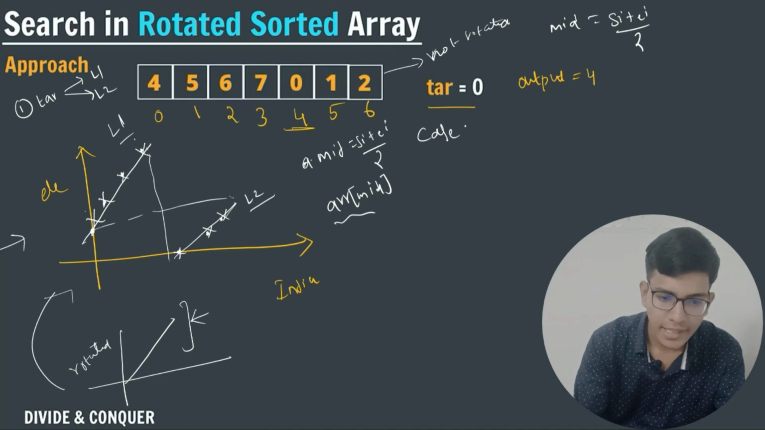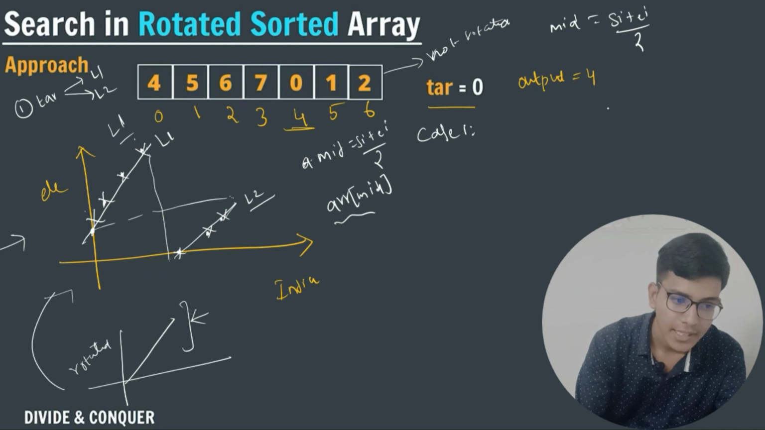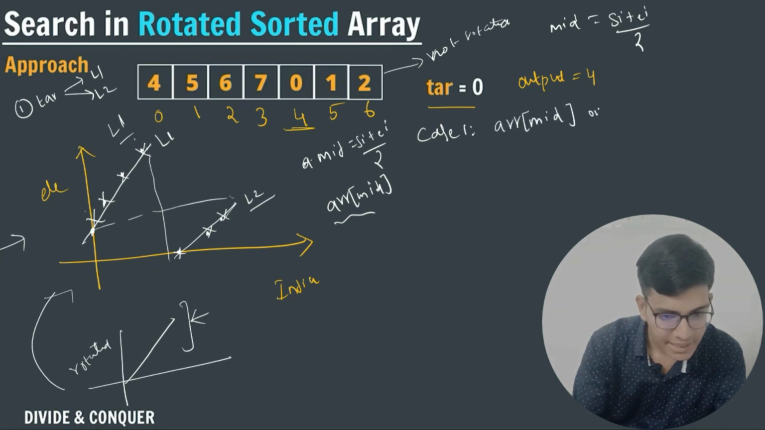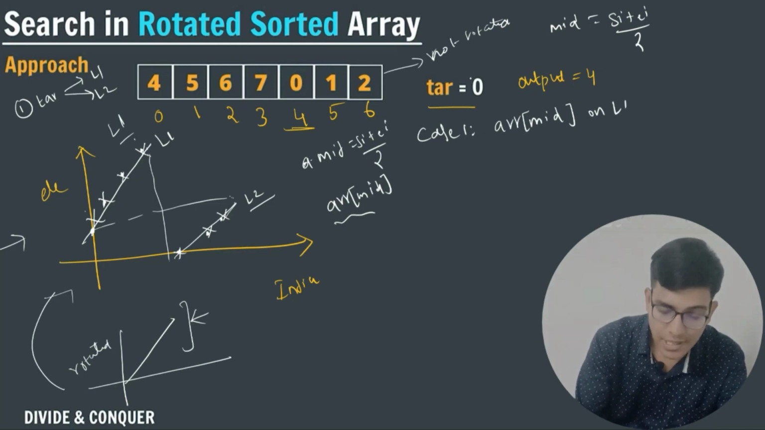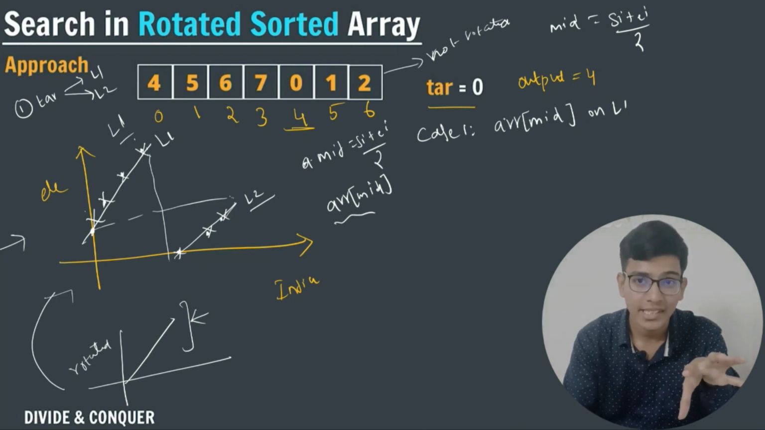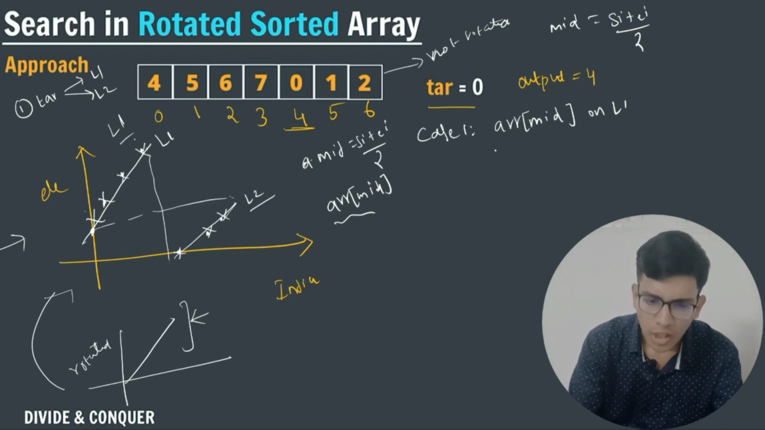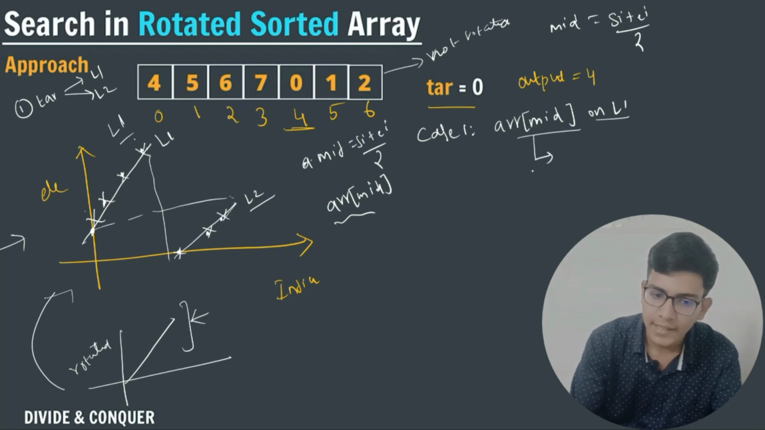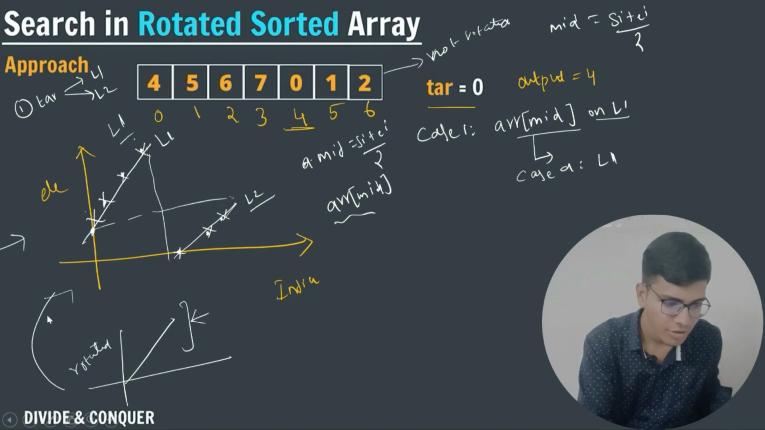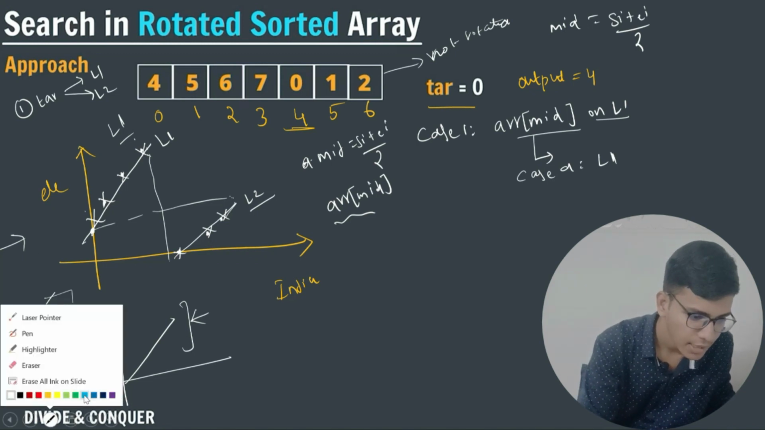First case is, in case 1, if our arr of mid lies on the first line, that is L1, then we'll have again two conditions. This is kind of a nested if-else statement, right? So in the first statement, if arr of mid lies on the first line, then we'll have again one statement that will check again. Let me change the ink here so that you'll understand it even better.